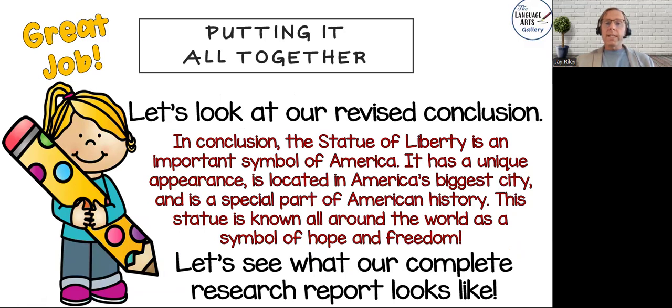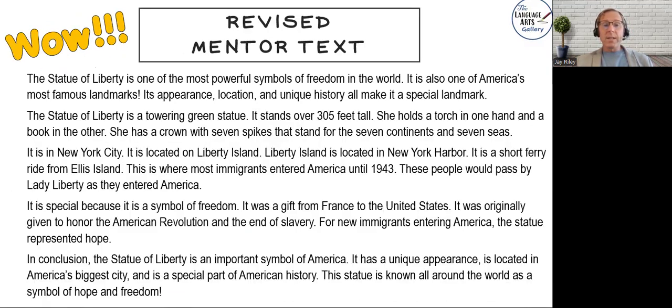So when I put all of this together, I've got a revised conclusion that looks like this. In conclusion, the Statue of Liberty is an important symbol of America. It has a unique appearance, is located in America's biggest city, and is a special part of American history. This statue is known all around the world as a symbol of hope and freedom. So when I add that revised conclusion to my mentor text, I've got a really well written mentor text.